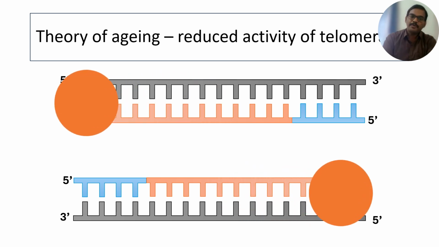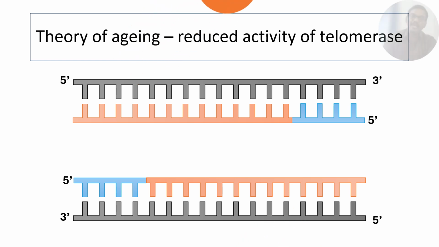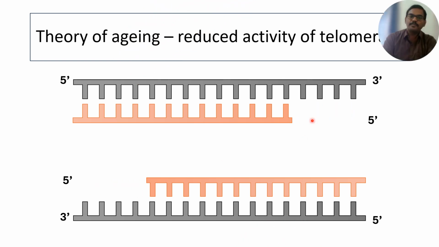And once it has produced the new strand, it will get separated. Now the primer will be removed. So now if you see here, following replication, there is a shortening of the DNA, right? There is a shortening of the DNA because the primer is removed. There we don't have any nucleotides.